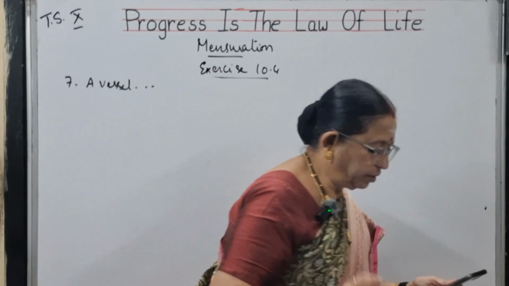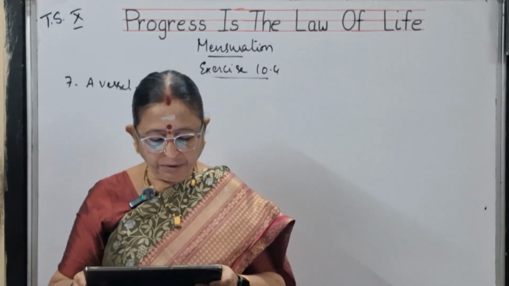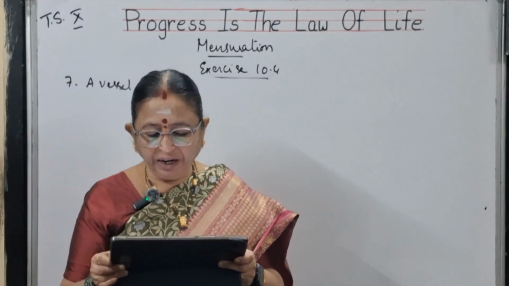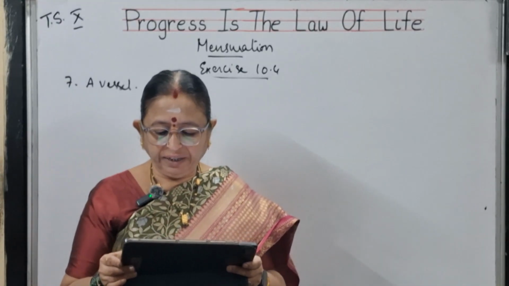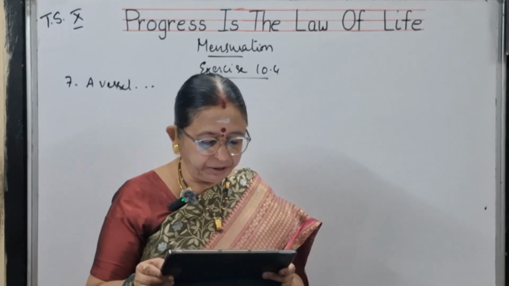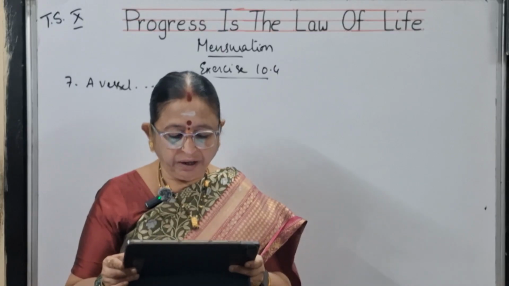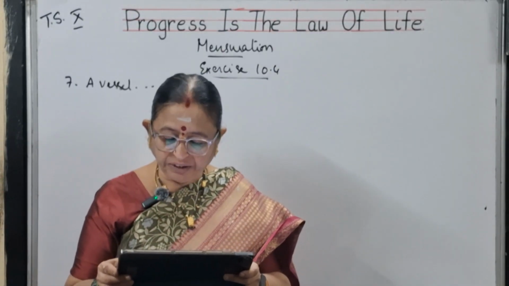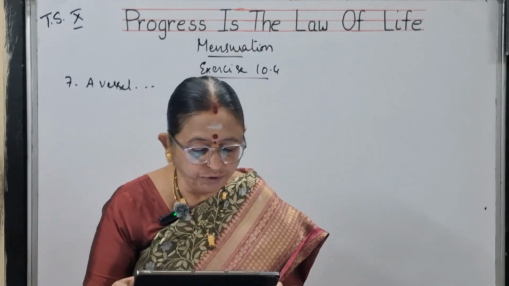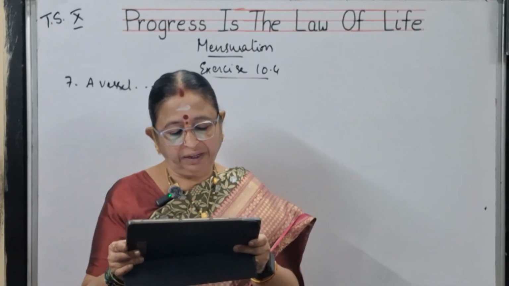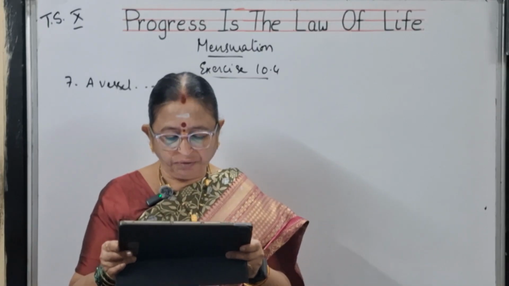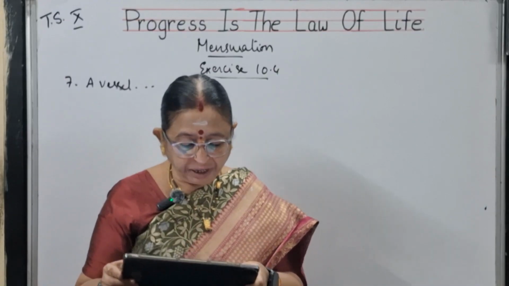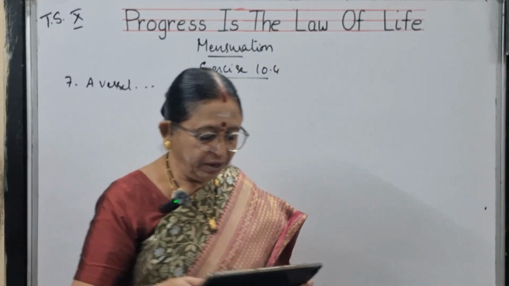Now, seventh one, children. A vessel is in the shape of an inverted cone. Its height is 8 centimeters and the radius of the top is 5 centimeters. It is filled with water up to the rim. When lead shots, each a sphere of 0.5 centimeters radius, are dropped into the vessel, 1/4 of the water flows out. Find the number of lead shots dropped into the vessel.